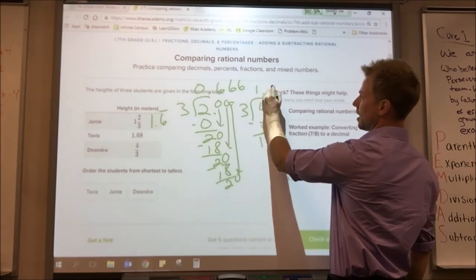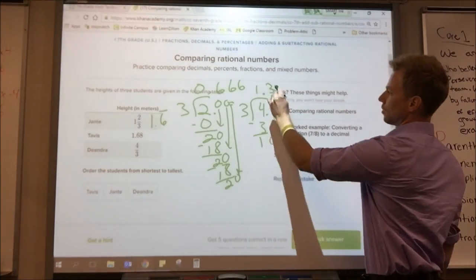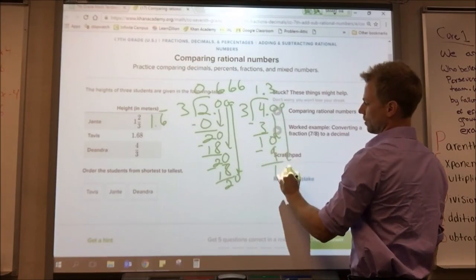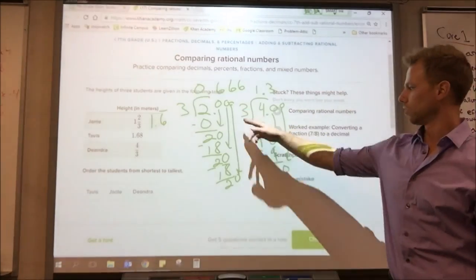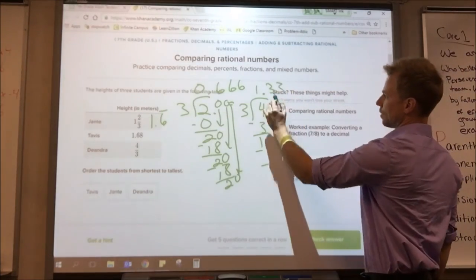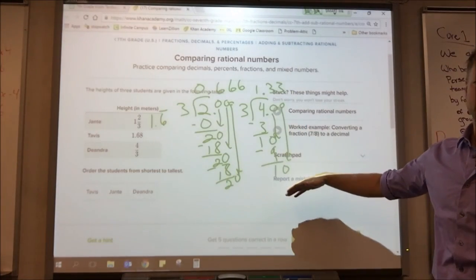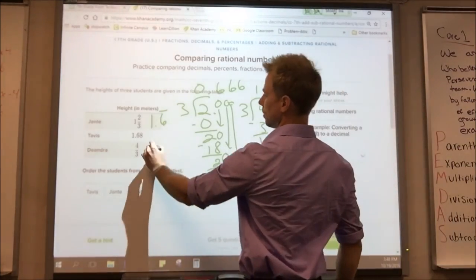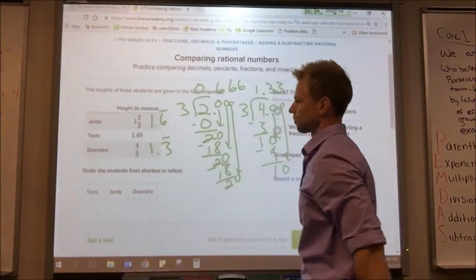3 goes into 10 3 times. 3 times 3 is 9. Subtract, we get 1. Bring down the next 0. 3 goes into 10 3 times. And now we have a pattern forming again. We're going to get 1.3 repeating for 4/3.